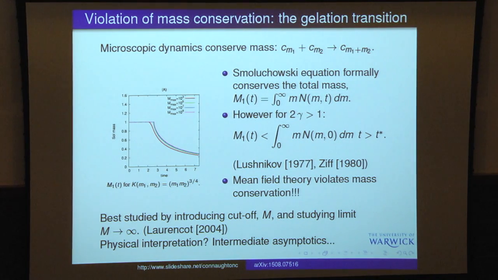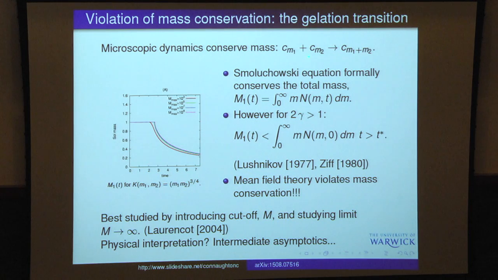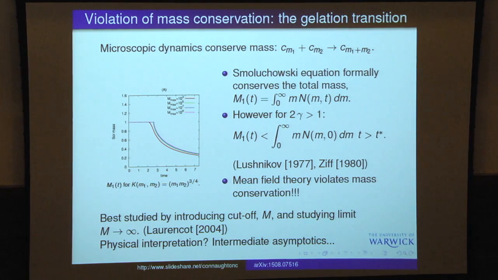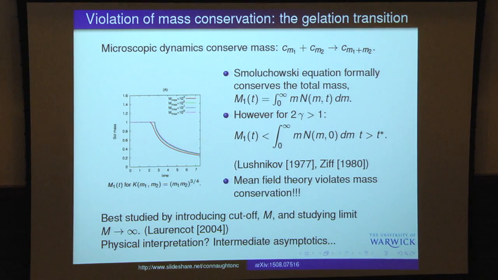So if the kernel is growing fast enough as a function of the masses, then the kinetic equation has some finite time singularity. That's what allows this mass conservation to break. So the second moment diverges. This means the typical cluster size goes to infinity in a finite time. You're essentially able to transport mass all the way to infinity, and that this can be in some sense lost.